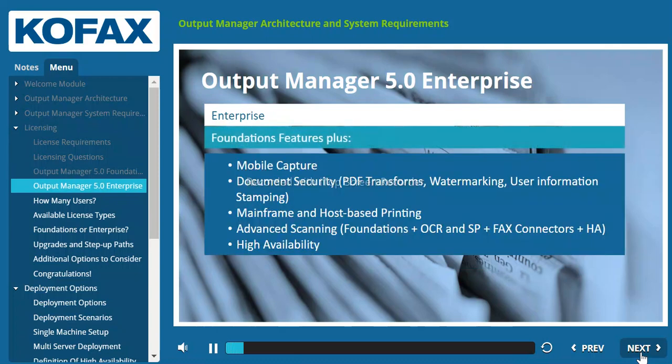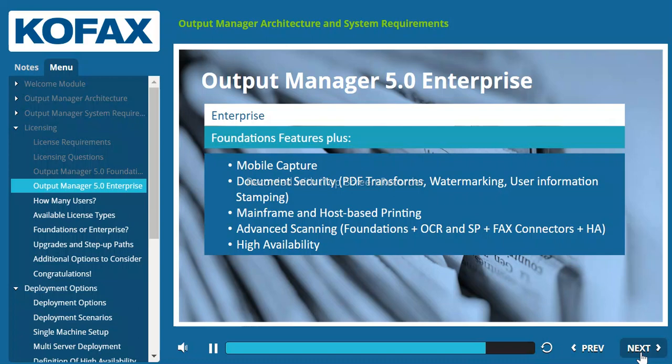Output Manager Enterprise Edition includes all the Foundations features plus the following: mobile capture, document security via PDF transforms, watermarking, and user information stamping, mainframe and host-based printing, advanced scanning, Foundations plus OCR and SP and fax connectors, and HA, high availability.